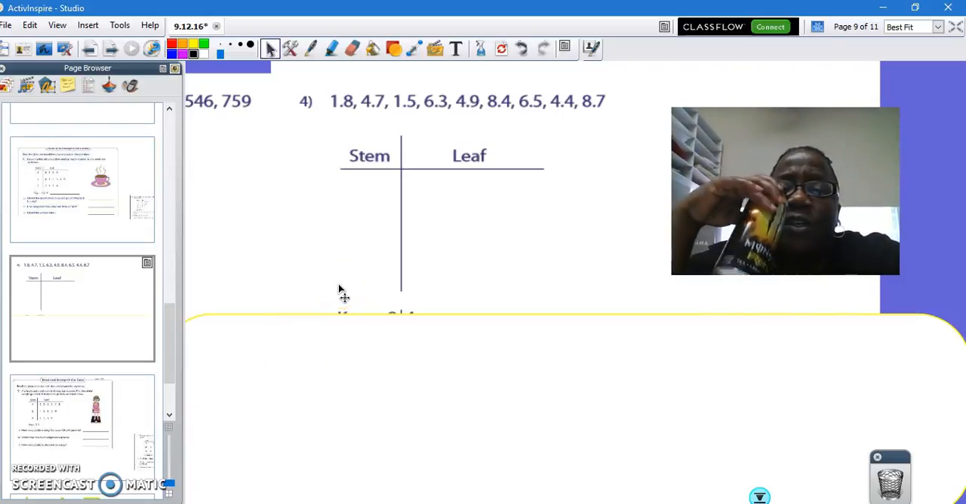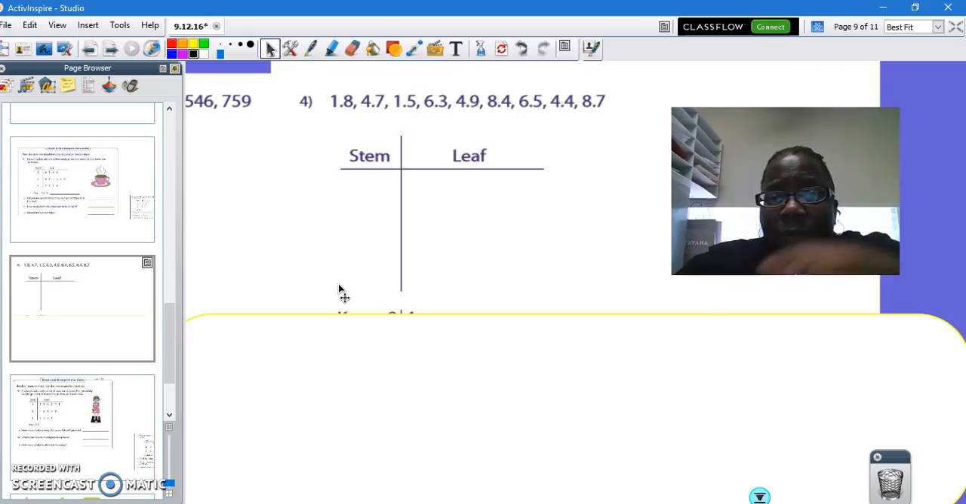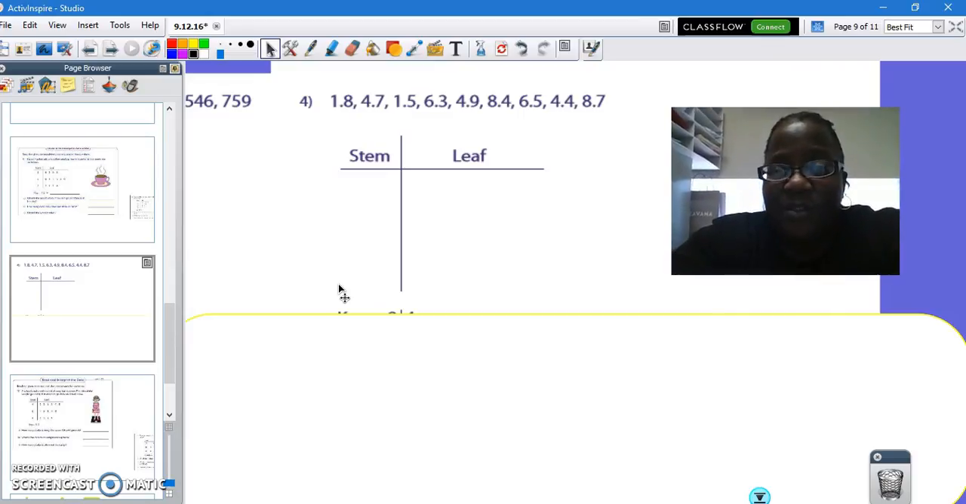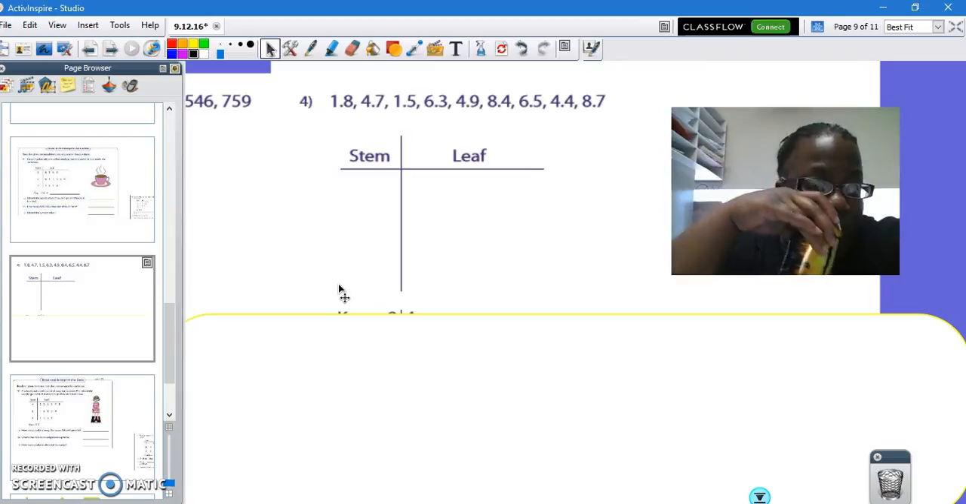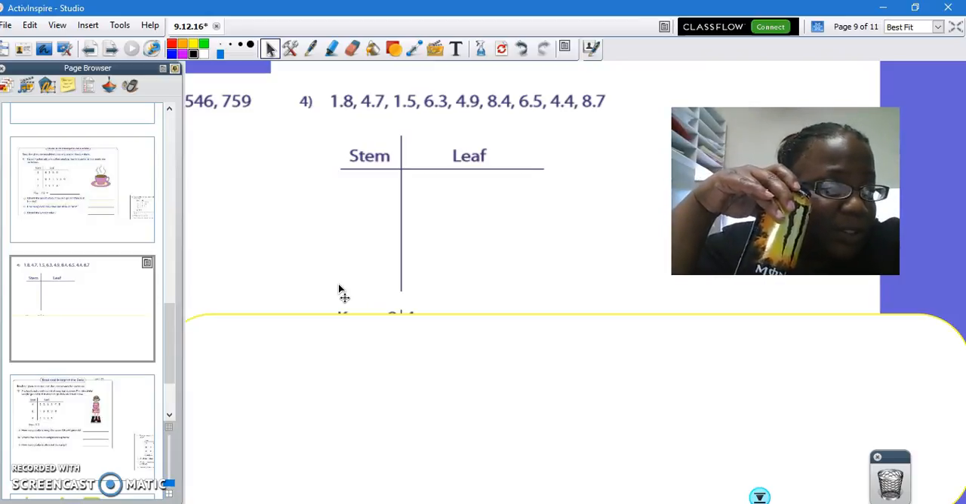Right, so we're doing number 4. And if you notice, number 4 is a decimal set of numbers. But don't let that freak you out either. Okay? So this is how we're going to do it.